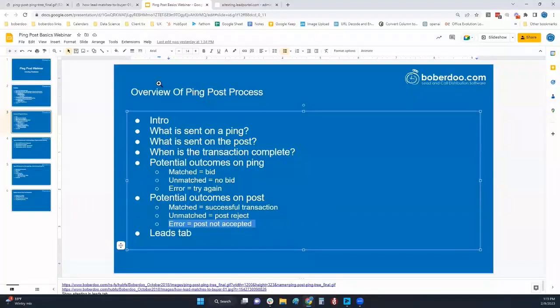And then finally, the error, which is that there is something wrong with that post. The lead ID was not included, they did not configure that post correctly, or they're missing fields that are required by you to accept that lead.